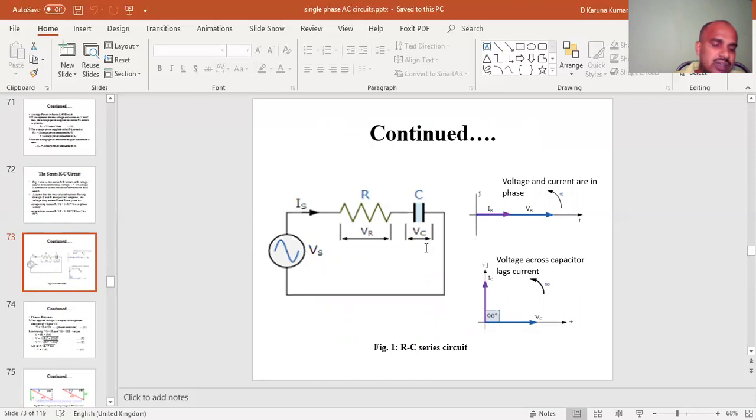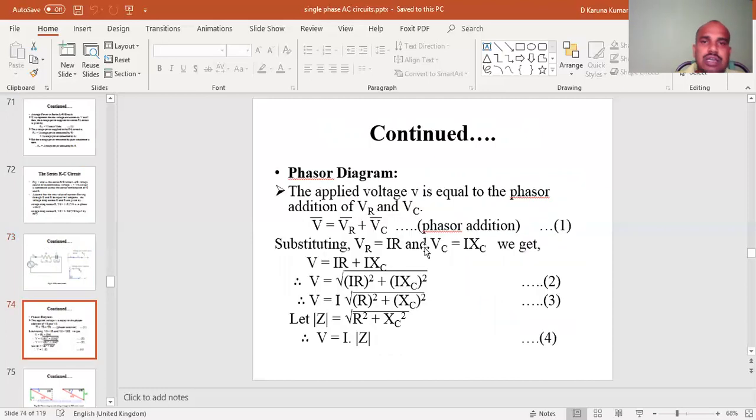In series RC circuits, the current is the same through the resistor and the capacitor. The resistor voltage is in phase with the current. The capacitor voltage lags behind the current by 90 degrees. The amplitude and phase relationship between voltage and current depend on the ohmic values of the resistor and capacitor elements. In the phasor diagram, the total voltage equals the voltage across the resistance and the voltage across the capacitor.